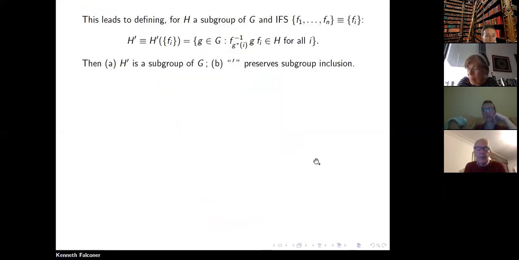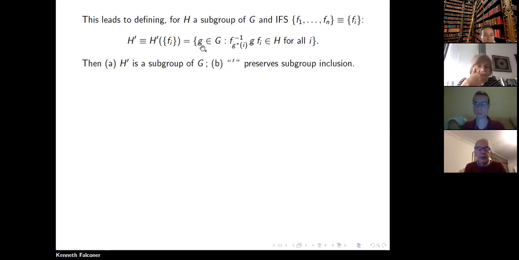And that leads on to the way we think about the group theory to analyze these things. So given a group G, a subgroup H of the form we've been talking about, and an iterated function system F1 up to Fn of our similarities, given H a subgroup, I'm going to define H primed, which will depend on these Fi, by the following formula: namely it's the elements of G such that if I look at this composition, Fi followed by G followed by the inverse of F_{G star I}, that composition belongs to H for all I.